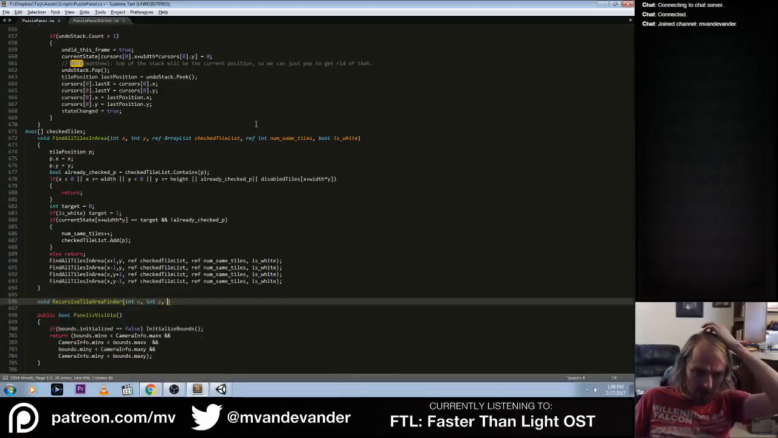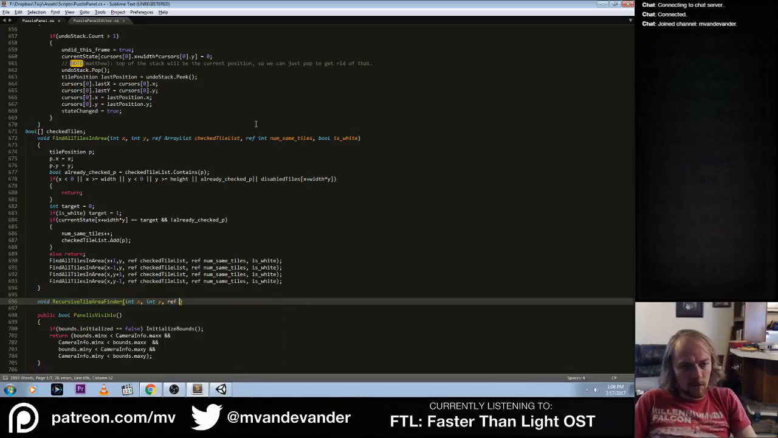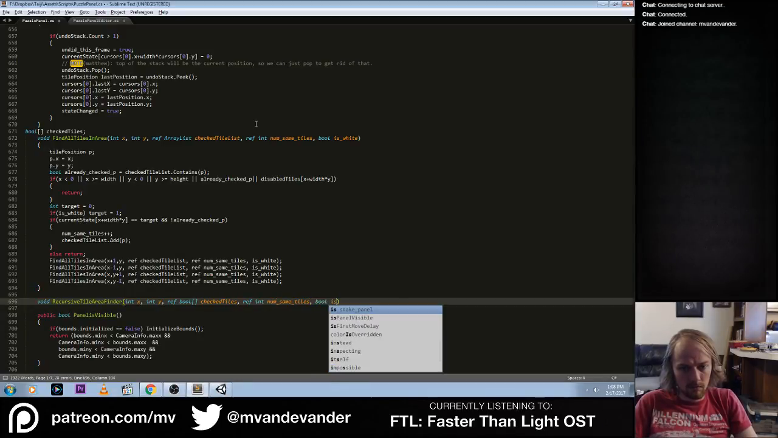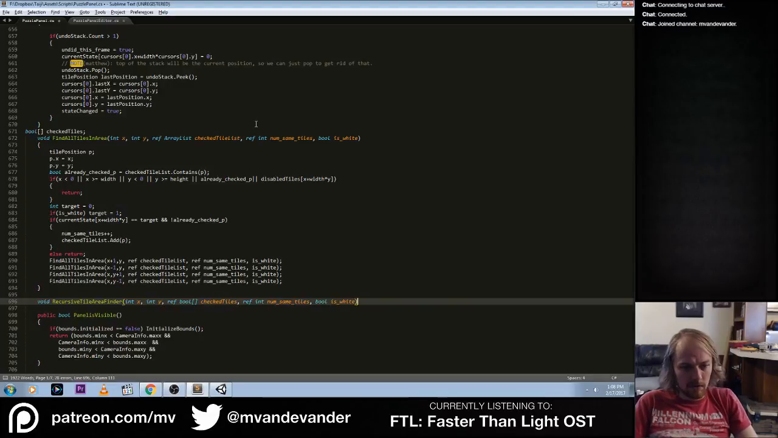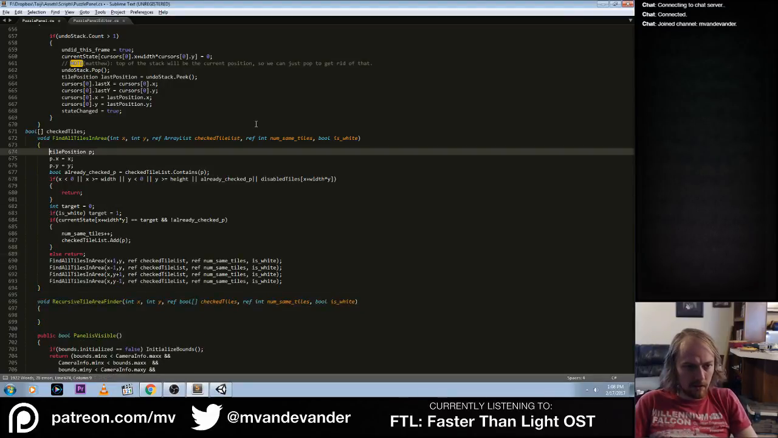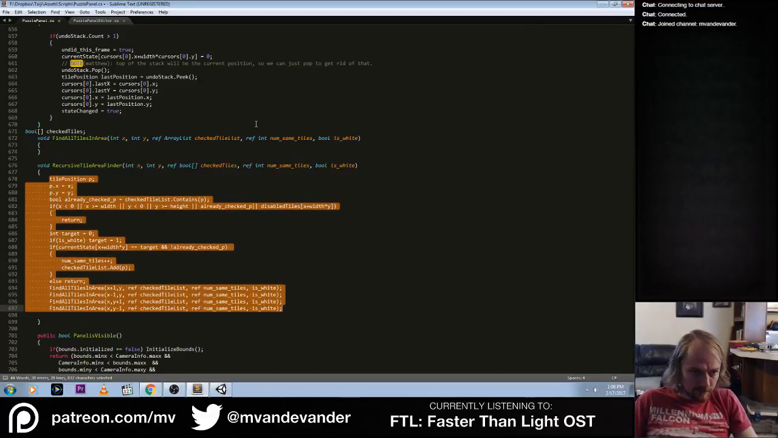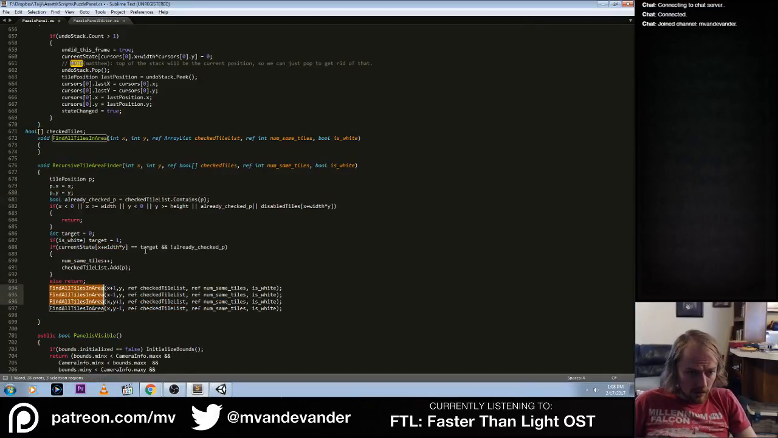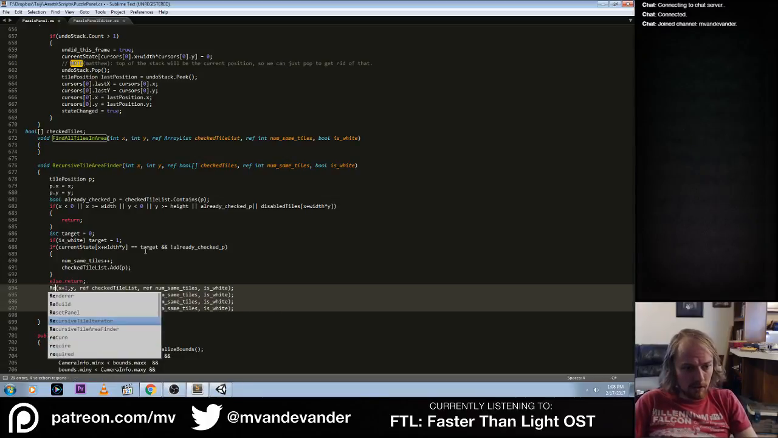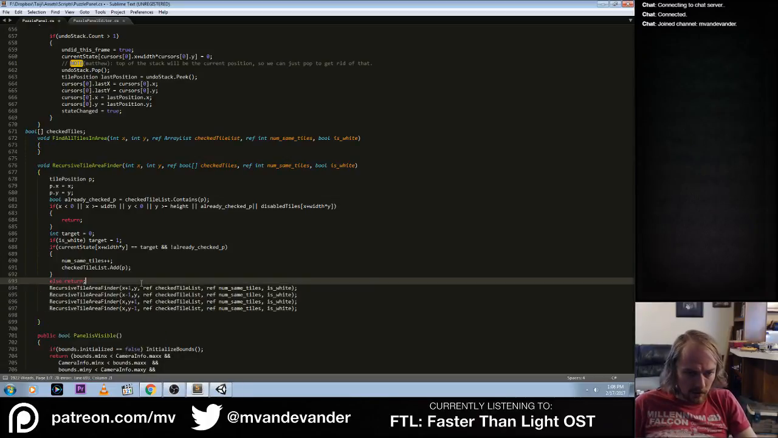It's not very helpful. So we're going to do it this way. Check tiles. So we're just basically going to do this and wrap this. So this is going to go down here into this. And instead of doing that, it's going to be recursive tile area finders gets called here.